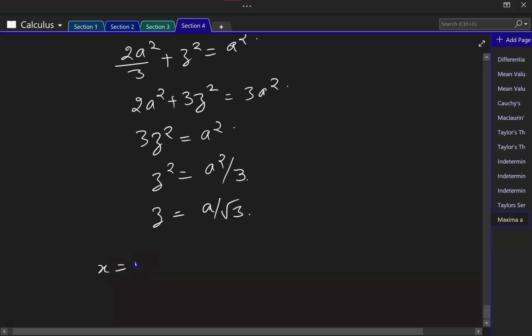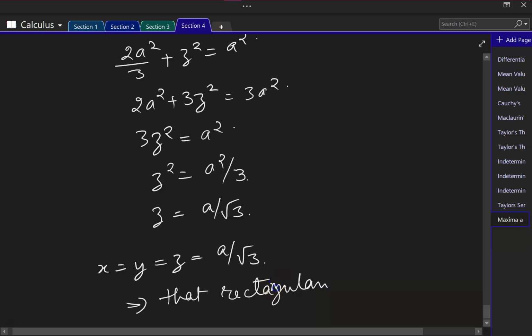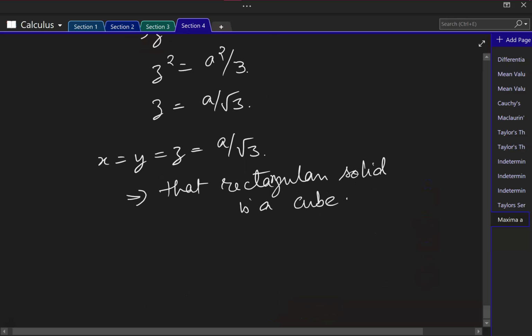As we see, x equal to y equal to z is equal to a by root 3, which means what? This implies that the rectangular solid is a cube, since all its sides are equal. So that is maxima and minima.